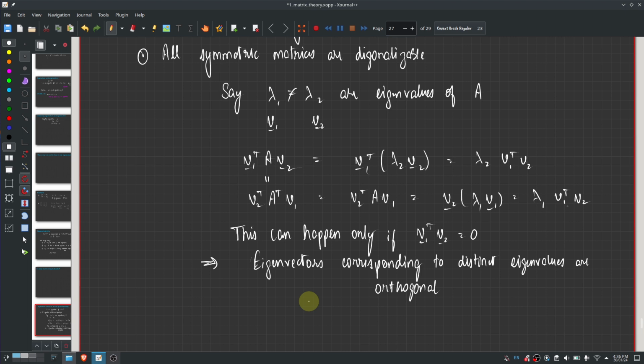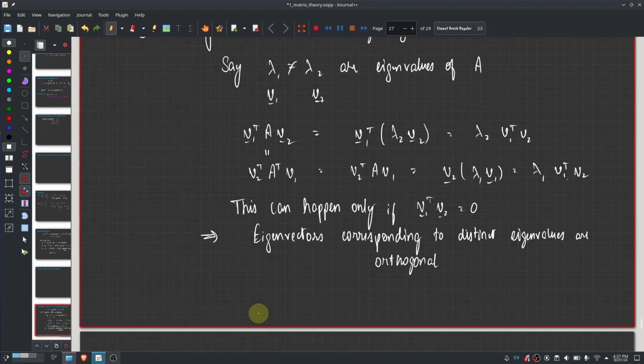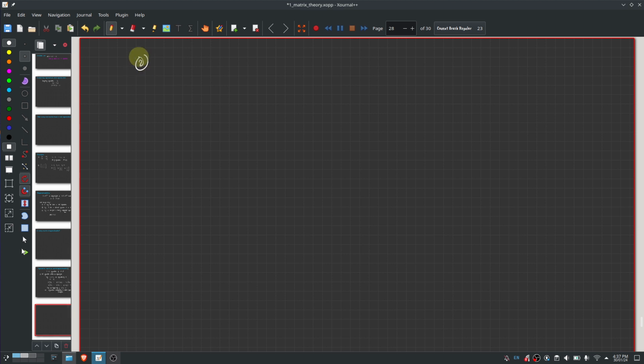What about eigenvectors corresponding to the same eigenvalue? Suppose that an eigenvalue is repeated. I need to find two linearly independent eigenvectors to form a basis for this particular eigenspace. Can I always choose them to be orthogonal to each other? Let me write that down. So suppose that lambda is a repeated eigenvalue.